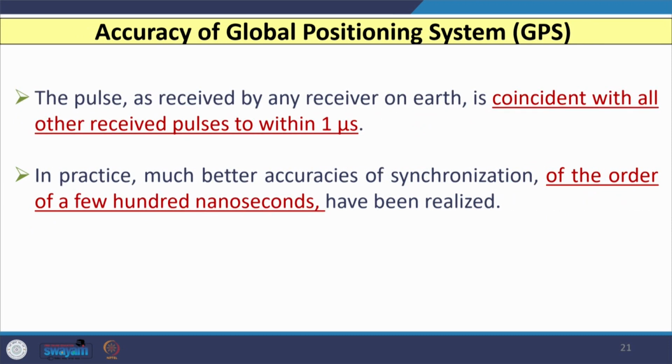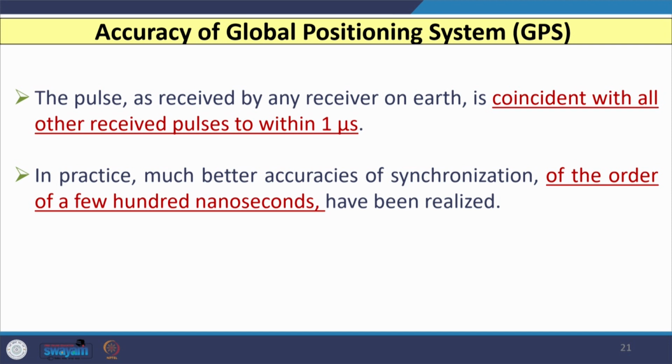Now, let us see what is the accuracy of the global positioning system. The pulse as received by a receiver on earth is coincident with all other received pulses to within 1 microsecond.